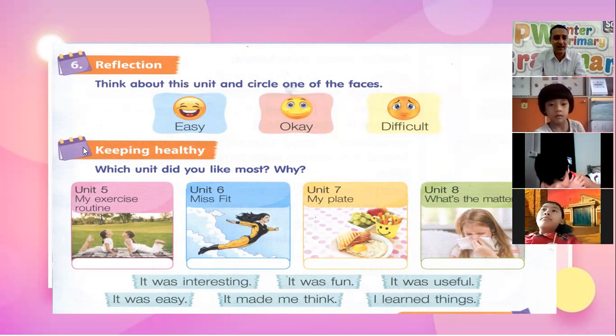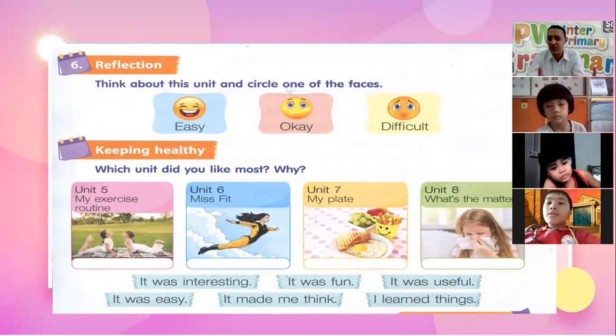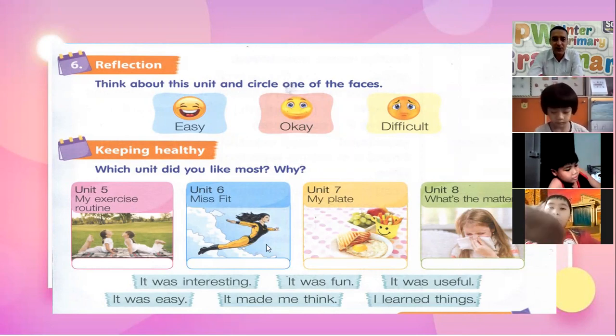We already learned units 5, 6, 7, 8. Unit 5 was My Exercise Routine. Unit 6 was Misfit. Unit 7 was My Plate. And Unit 8 is What's the Matter. So here, what you have to do is answer: which unit did you like the most and why? Among all these 4 units, which one do you like the most?